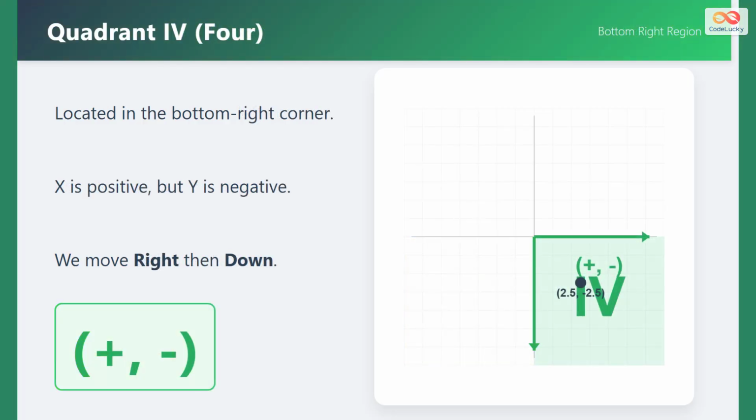Finally, in the bottom right corner, we have Quadrant IV. To land here, we move right, which is positive for x, but then we move down, which is negative for y. So, points in this quadrant have a positive x value and a negative y value. The pattern is positive, negative.